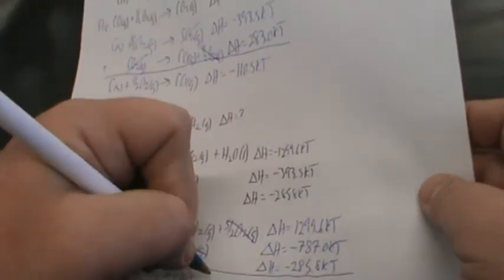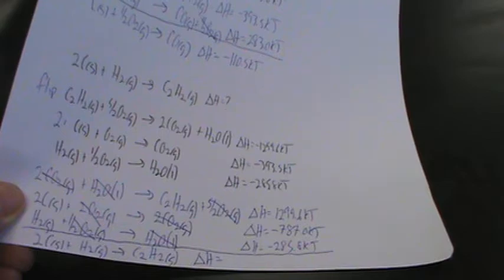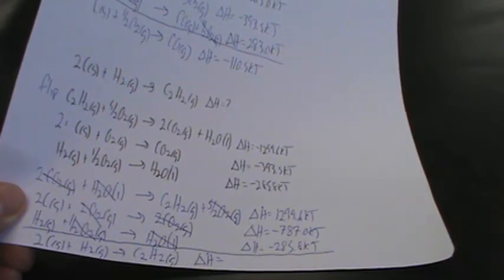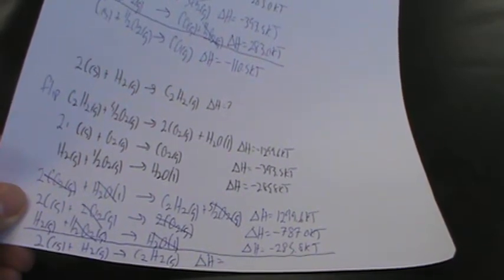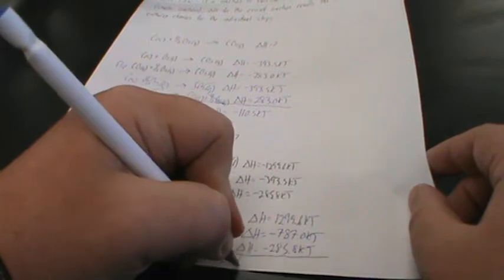We have the same overall reaction. So our change in enthalpy, if we add up our numbers, 1299.6 minus 787 minus 285.8, is 226.8 kilojoules of heat.